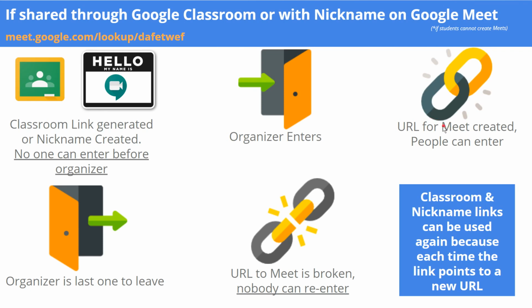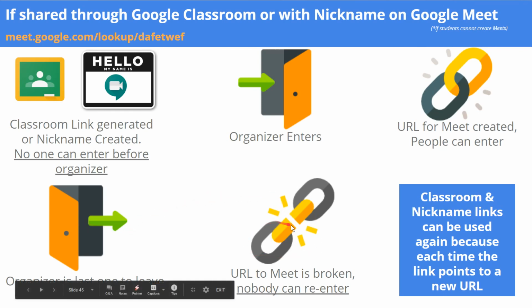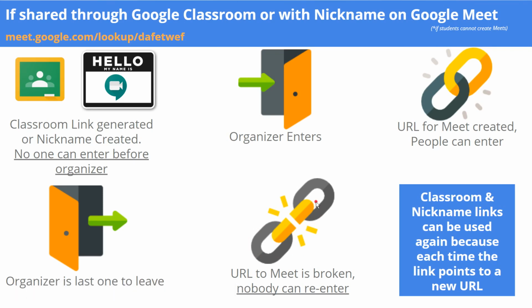Now, to prevent students from hanging out in the classroom afterwards, you just need to make sure that you are the last one to leave the Google Meet. So it's very much like your physical classroom. You wouldn't let kids hang out in your physical classroom at the school without you being present. So you make sure that all of them have exited first and then you end the meet. Once you end the meet, that URL for the meet is broken and no one else can re-enter.